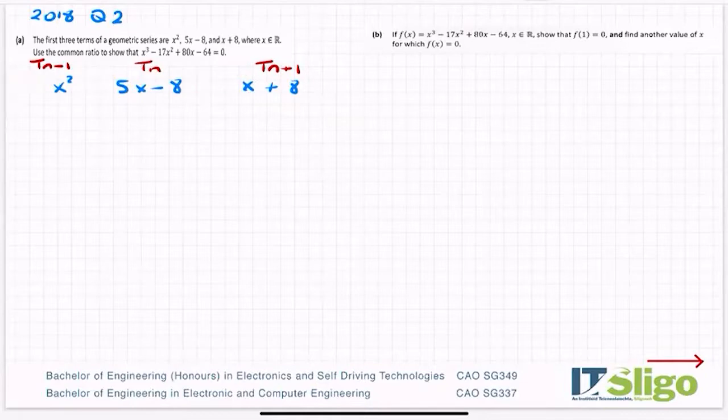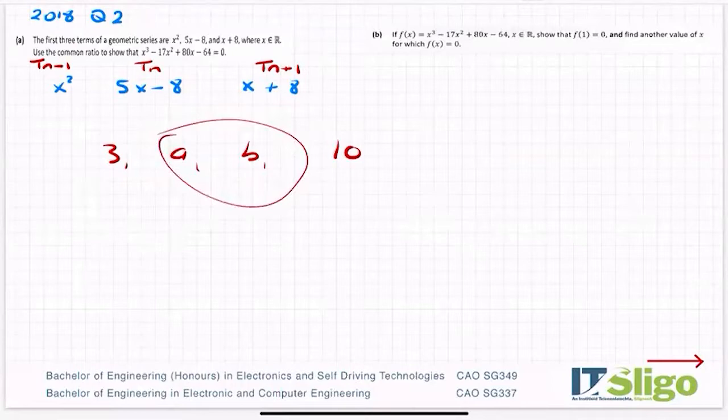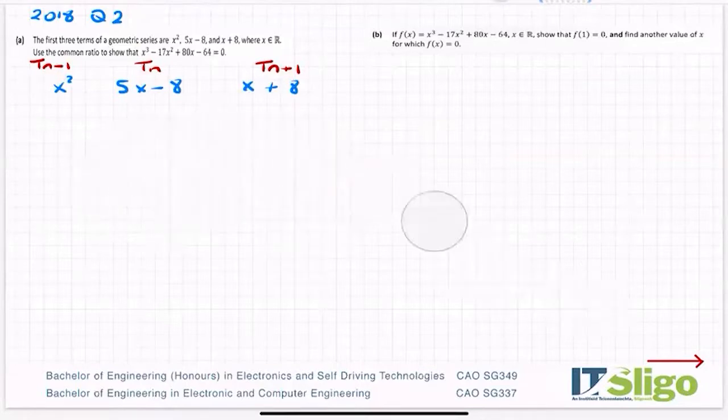In some questions you are given terms. I'm just making up a question here now, 3, a, b and 10, and you're asked to solve it for a, b, and it works very well when we have our terms labeled one below, one above, and so on and so forth. So I'll try and root out one of those to show that point that I'm making, or why it's useful to label it like this.